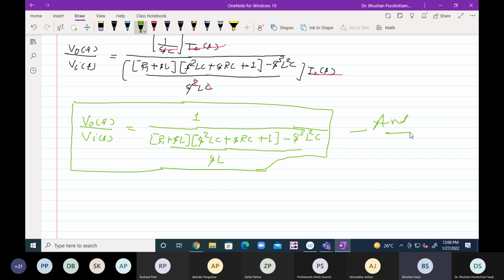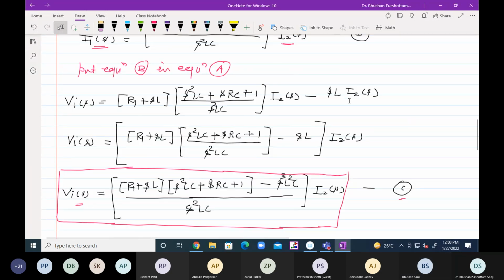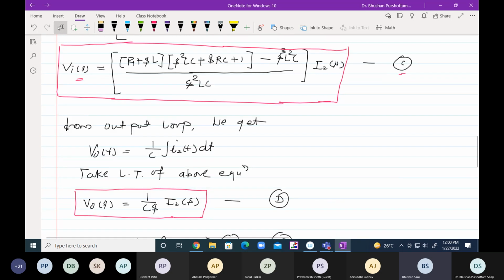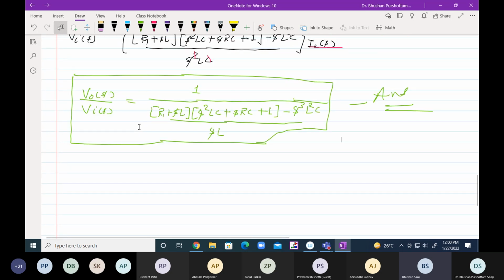This is your answer. Got this one? Hello? Yes, students? Yes, sir. Okay. So this is the solution for this type of equation which is given. R1, L, R2, C is given, and we have to find out the transfer function of that particular equation. So this is about the transfer function of this one.